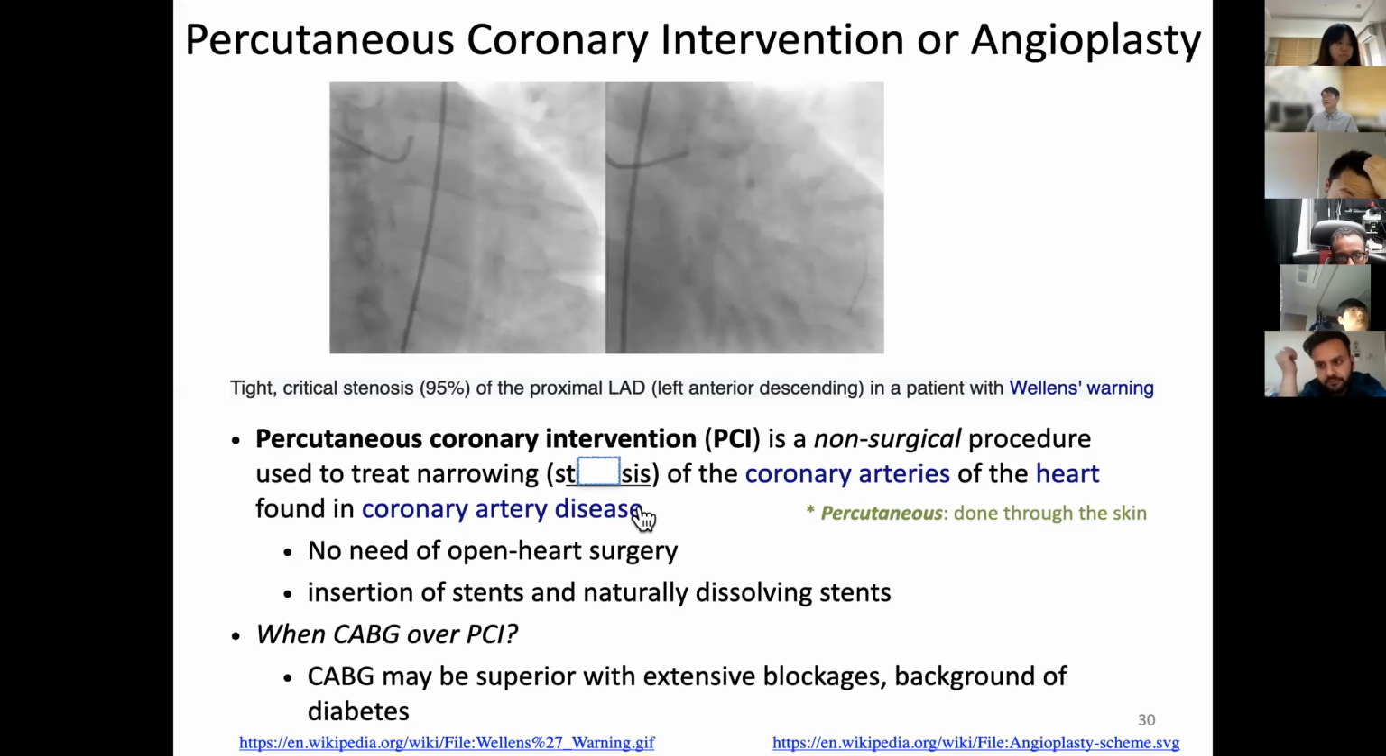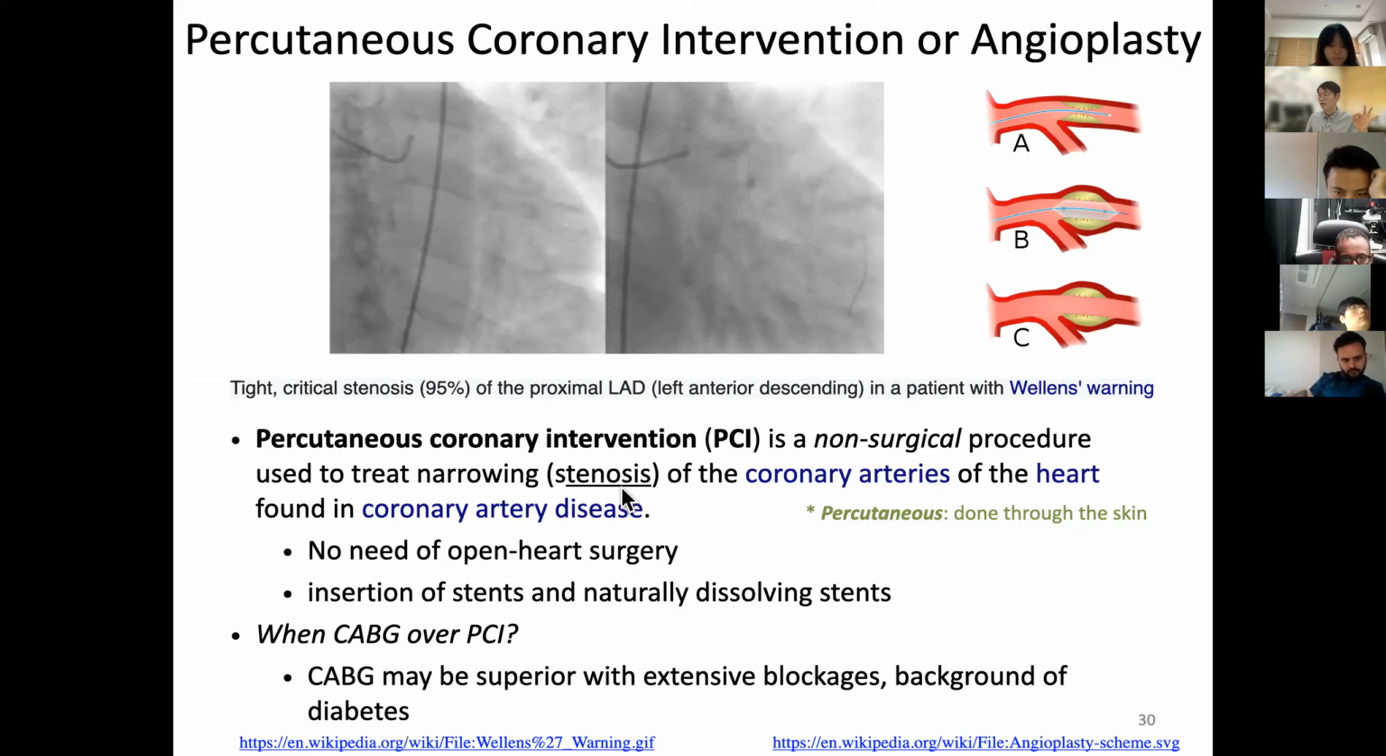So we saw this coronary intervention through the skin, so we call it percutaneous coronary intervention. The revolution here is that we now do not do any open heart surgery, which involves a lot of side effects. We don't need surgery, but a procedure to treat narrowing, which we call stenosis, of the coronary artery of the heart from coronary artery disease. And this is a revolution in cardiology. No need of open heart surgery. I mean, insert a stent, even a naturally dissolving stent.